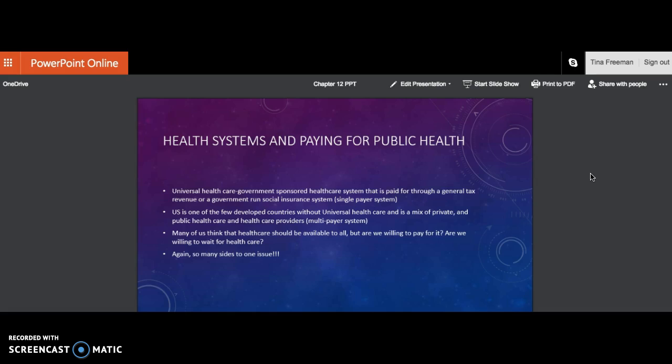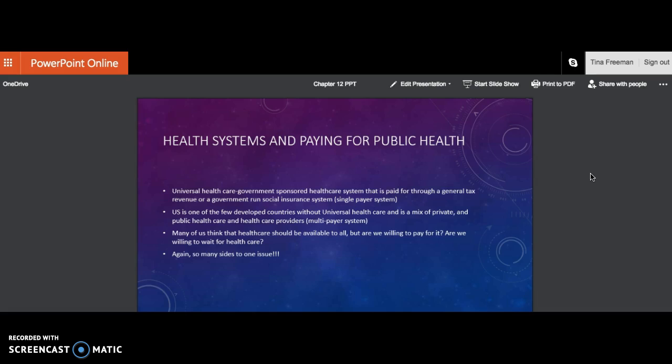Okay, health systems and paying for public health. So universal health care is a government-sponsored healthcare system that is paid for through general tax revenue or a government-run social insurance system. This is referred to as a single-payer system. All the monies paid for health are taken from one source, i.e. the government.